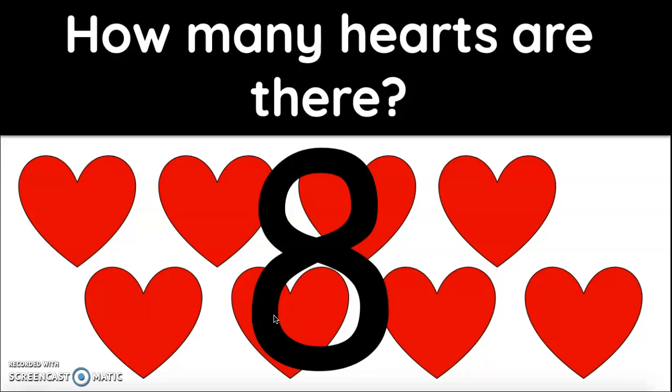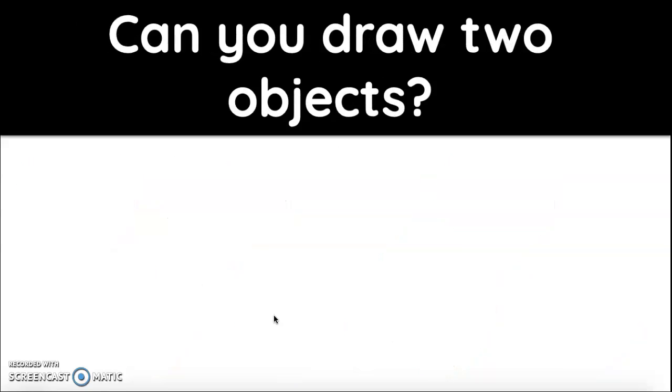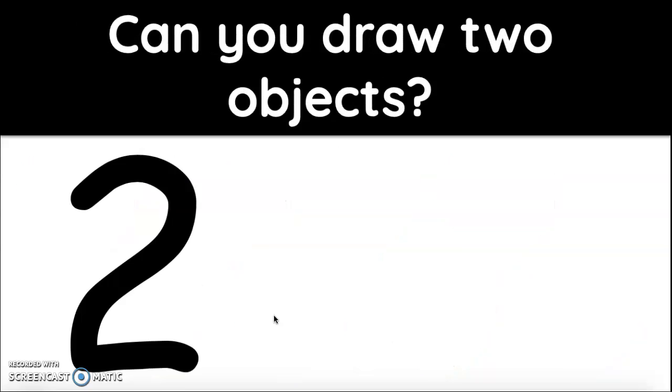Good job, friend. So on this next screen, it says, can you draw 2 objects? I would like you to grab a piece of paper and a pencil or a pen or a marker or something that you can draw with. And I want you to draw 2 objects. They can be squares, circles, triangles, whatever you would like. I'm going to go ahead and give you a little bit of time to draw 2 objects.